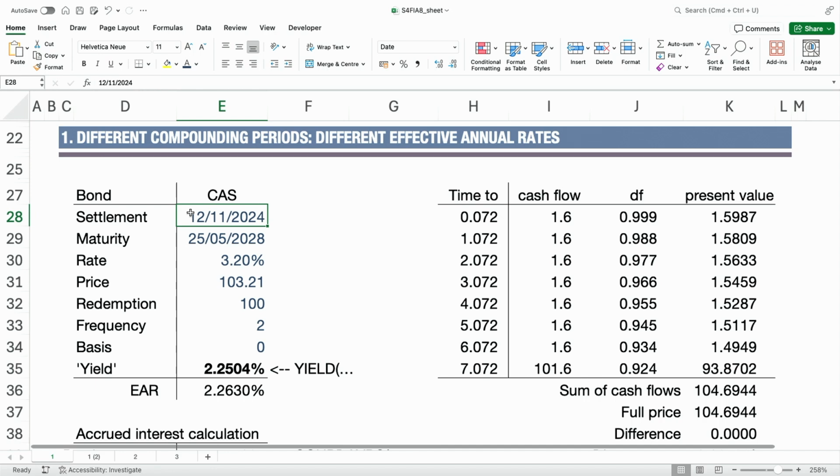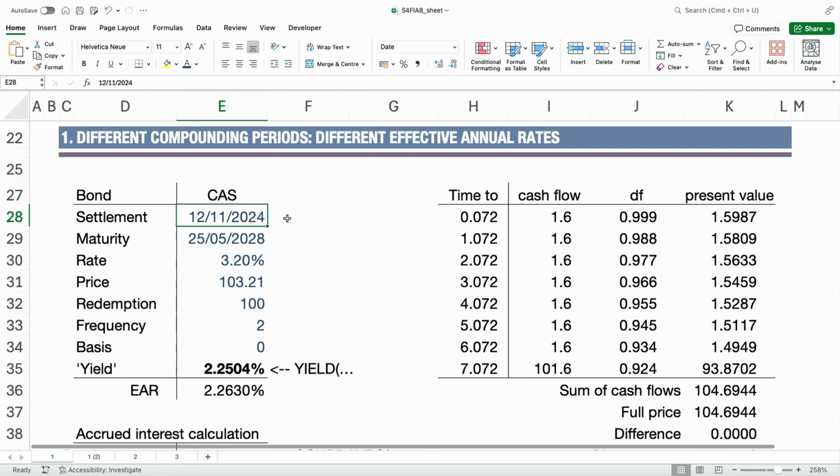Now, let me share my screen with you. Remember the Carb Fuel Aviation bond we already saw? Let's focus on another quote we've just gotten from another dealer, 103.21. Recall what we said about fixed income securities quotes? They are flat prices. This is a flat price. We are on the hypothetical settlement date of November 12th.